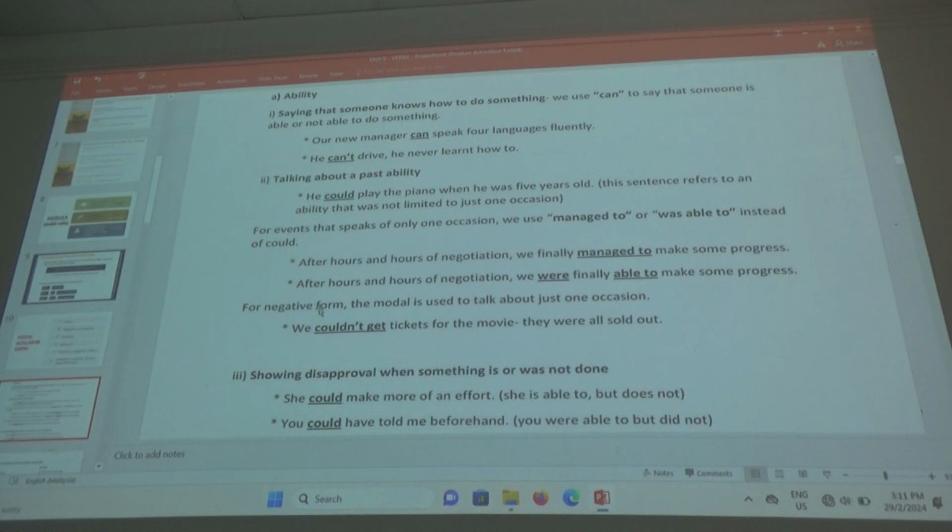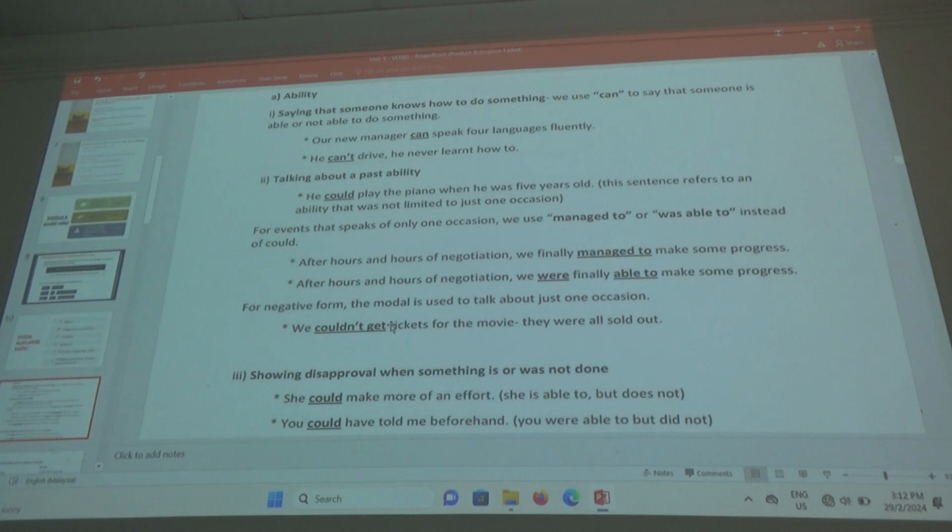Alright. For negative form, the modal is used to talk about just one occasion. We couldn't get tickets for the movie. They were all sold out. But negative, even one time, we use couldn't. We don't use managed to. I think this is where many students struggle.